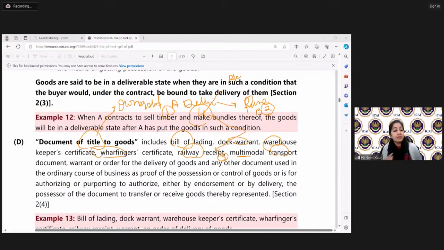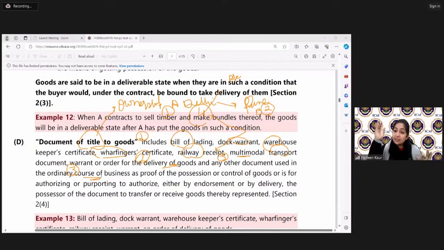The same bill of lading, which has been issued, will be given to the buyer at the different port where the ship is going. They will compare these receipts and the goods will be handed to the buyer. So all these are the names of the documents, number one. Number two, they are being used for the delivery of goods. Number three, it is done in the ordinary course of business.